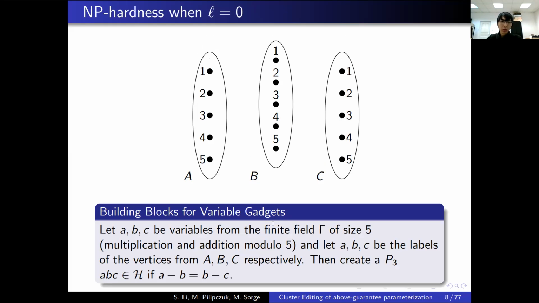This is the solution. Let a, b, c be variables from the finite field of size 5, that is with multiplication and addition modulo 5. And let a, b, c be the labels of vertices from the cliques A, B, C respectively. Then we create a P3 in the packing a, b, c if a minus b equals b minus c. This is part of the solution.